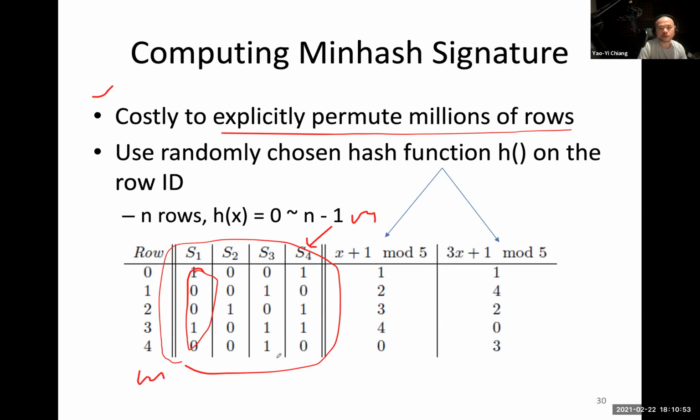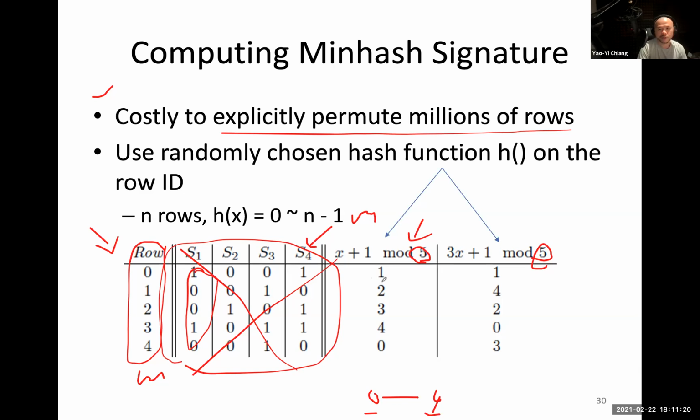So if we don't want to touch this, what we can do is we just permutate the row IDs. So this is the original row ID, and let's create a hash function. This hash function is very cool, right? So it's mod 5, and this one is also mod 5. That means your result can only be between 0 to 4, including 0 and 4.